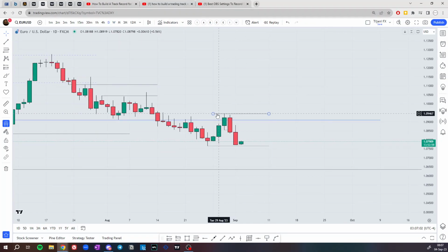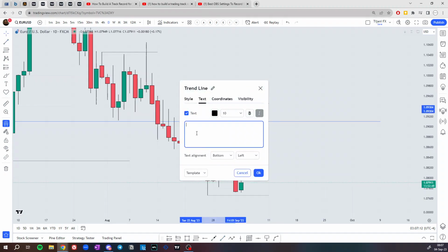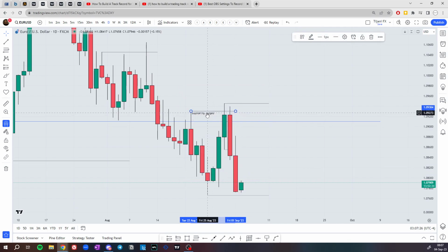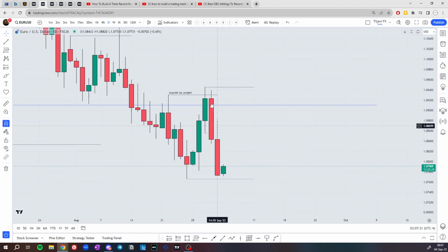On a daily time frame, what do we see? We see price has taken the buy side liquidity above this high, then the Friday candle has retraced to the daily order block and shows a reaction from the daily order block to drop lower.